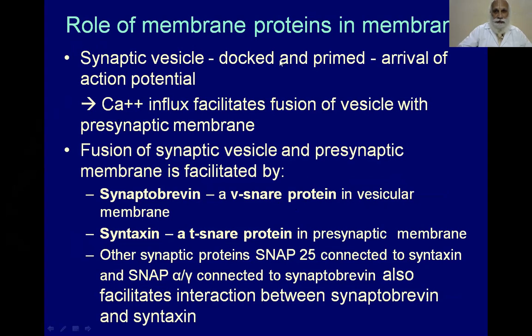So synaptic vesicles, when the action potential arrives, calcium influx facilitates the fusion of vesicles with the presynaptic membrane. Not only that, it moves the synaptic vesicles toward the presynaptic membrane, and it also helps the fusion. Fusion of synaptic vesicles and the presynaptic membrane is facilitated by something more as well: proteins like synaptobrevin, syntaxin, SNAP25, and SNAP alpha and gamma. Now we'll see what they are and where they are present.